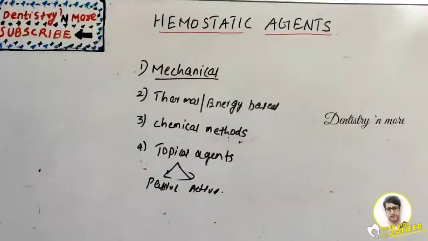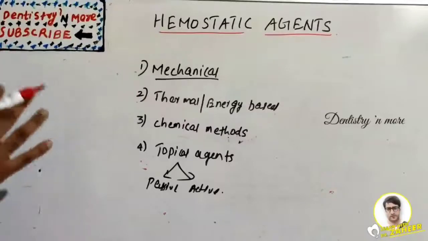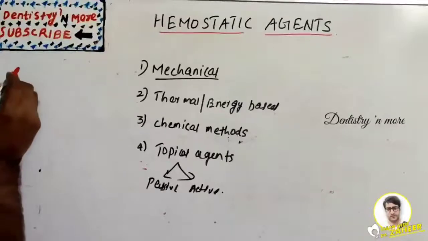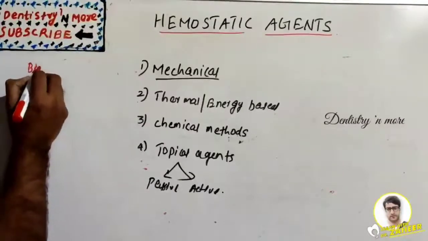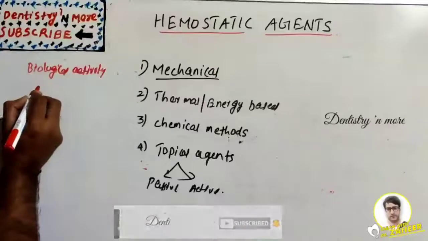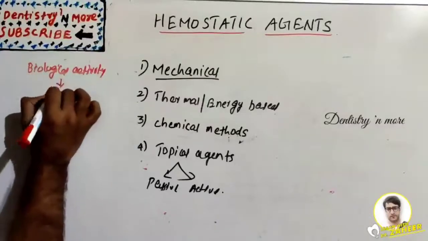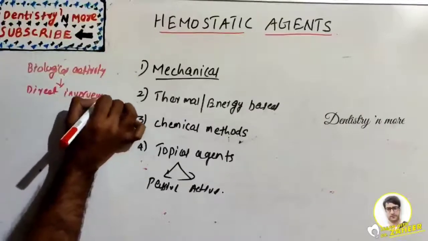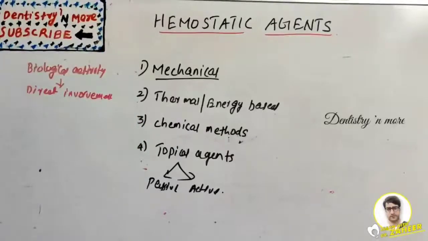The mechanism of active topical agents is different from passive. In passive, it was like providing a physical lattice mattress which adheres to the bleeding site, activating the extrinsic clot pathway, platelet aggregation and formation of clot. Whereas in the active method, biological activity is already there by default, so it participates directly at the end of the coagulation cascade. So there is direct involvement in the coagulation mechanism, and it stimulates fibrillation at the bleeding site to produce a clot. Thrombin acts at the end of the clotting cascade.